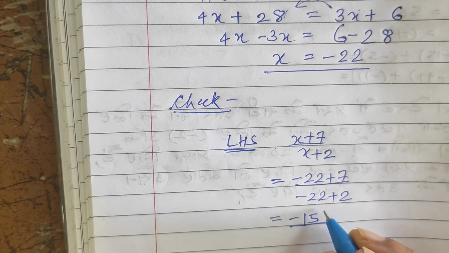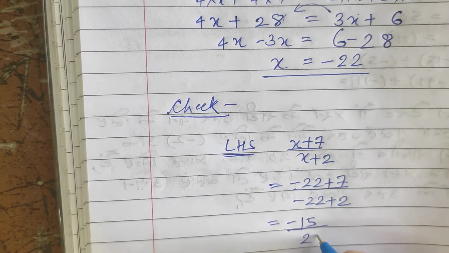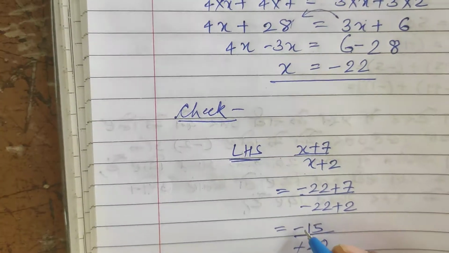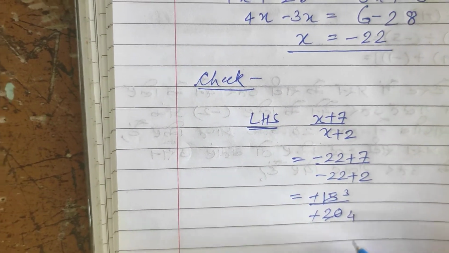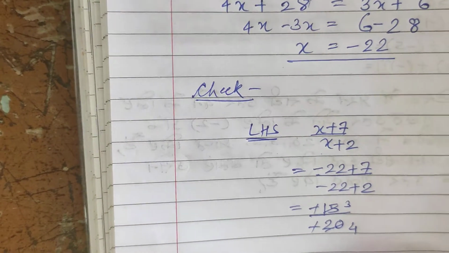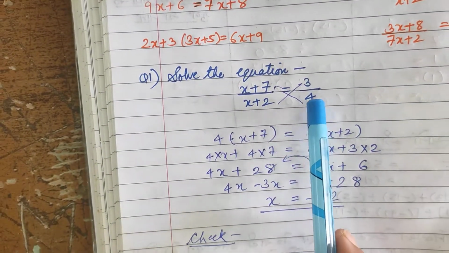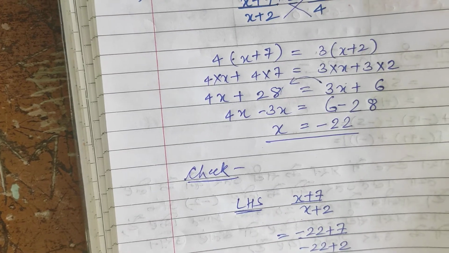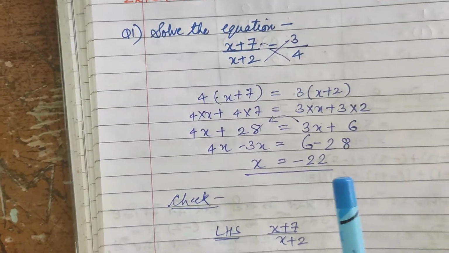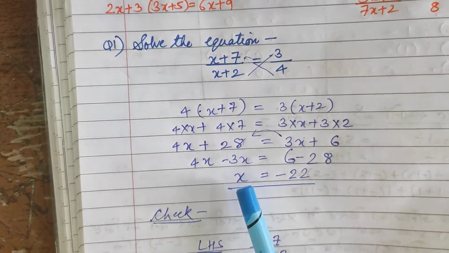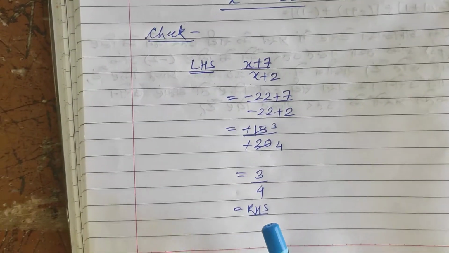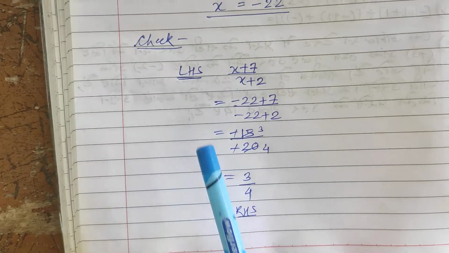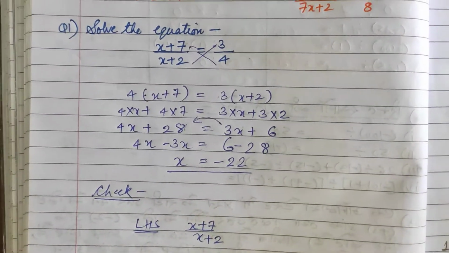Again it will become minus 22 plus 2, so 20 and sign of the greater number, minus. This minus gets cancelled. So 5 3s are 15 and 5 4s are 20. So it becomes 3 by 4. And what is the RHS given? 3 by 4. So that means whatever value of x we found, that was x equals minus 22, is correct, because LHS is equal to RHS. On verification we are getting LHS equal to RHS.